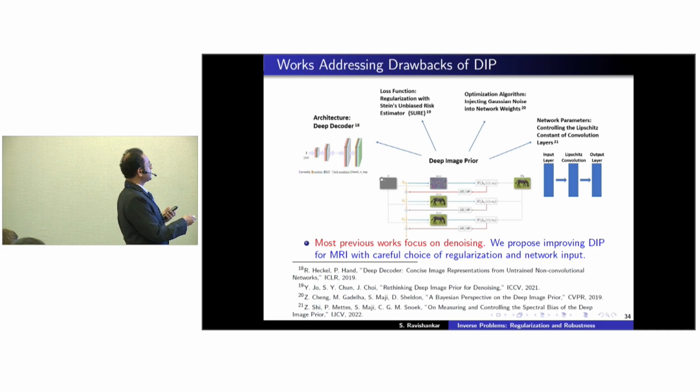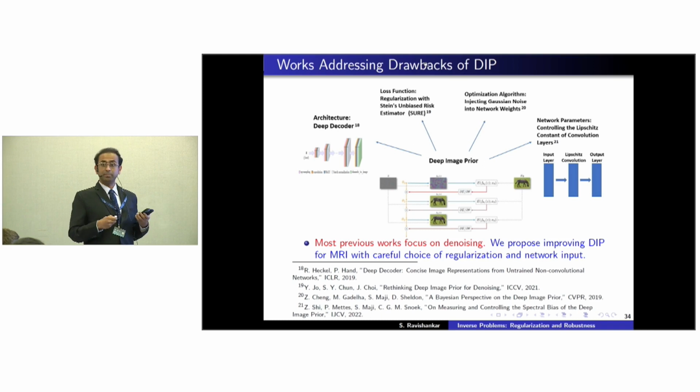For example, by constraining the architecture of the network, having a lower parameterized neural network to reduce the degrees of freedom during the training, or using additional regularization, or injecting Gaussian noise in the update of the weights, which I think Ima also alluded to, sometimes referred to as Langevin dynamics in gradient descent, or by controlling the Lipschitz constant of the convolutional layers of the network. So these are a splatter of different techniques that people have used to address the issues with DIP, and these mostly focused on denoising, and there's some improvement, but not significant, from using these tricks. So we wanted to improve DIP by careful choice of the network input and regularization.